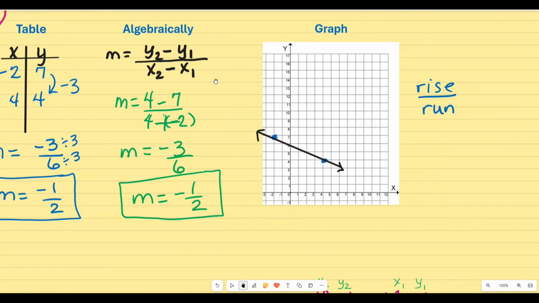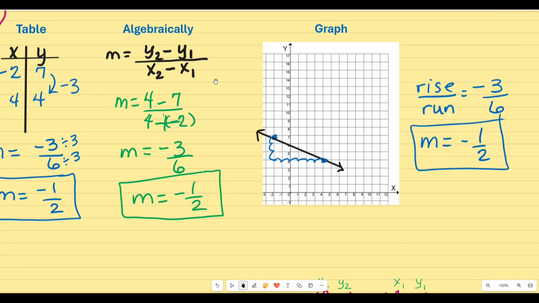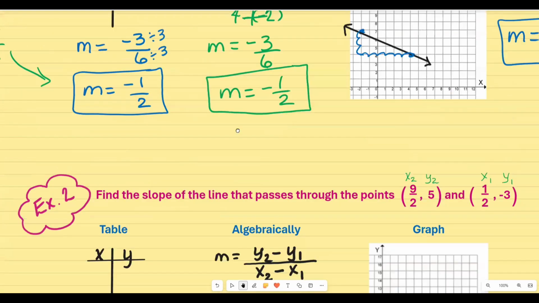I went 1, 2, 3. So -3, because again, down and left means a negative. And then I went over how far? 1, 2, 3, 4, 5, 6. So my slope is still -1/2 once I simplify that -3/6. All right, so let's go to example 2.